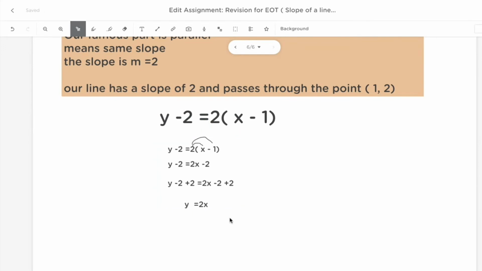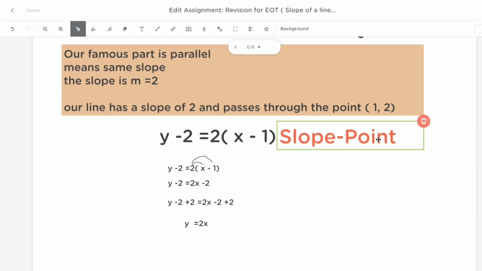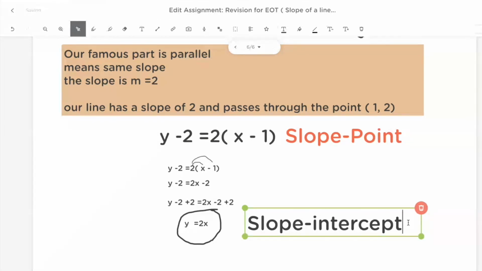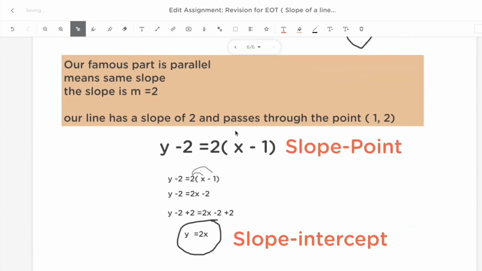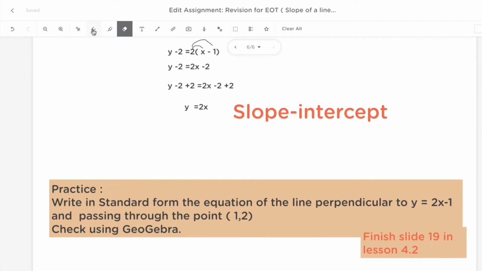We do all this. After that, we put it in standard form. This one is slope-point form, and this form is slope-intercept. All right. So we have to change it to standard form. The only thing we have to do here is just subtract y from each side. Minus y, minus y. y minus y is 0. Equals 2x minus y. And that's your standard form.